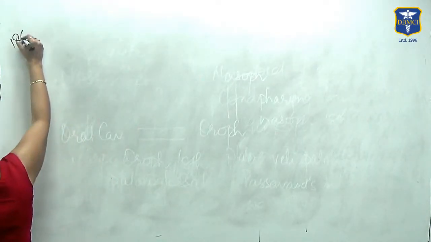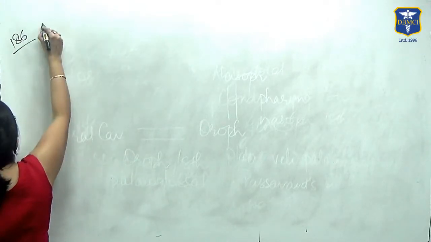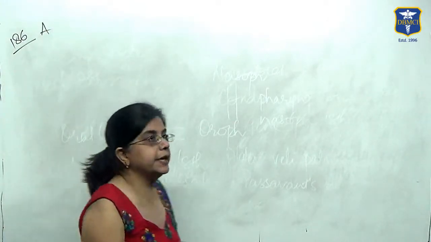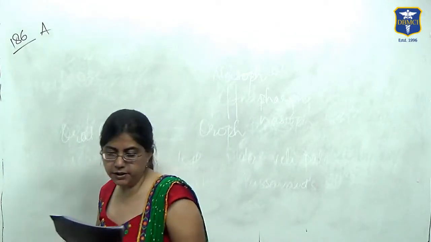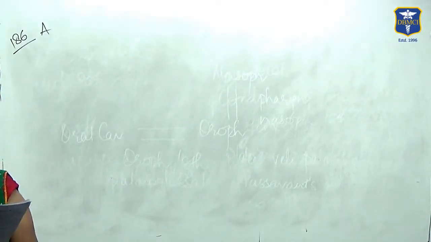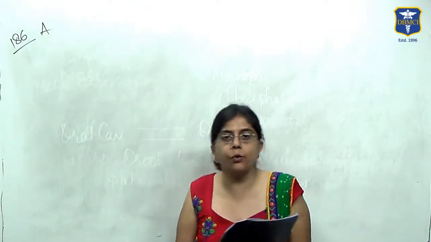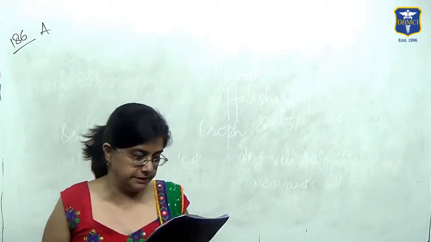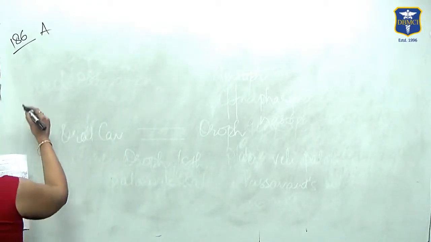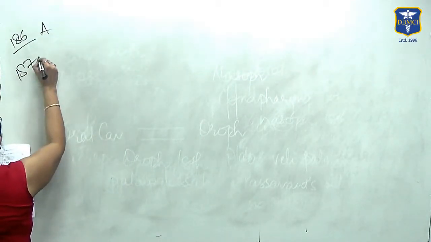Question 186, the answer is A. Mastoid tip is not present at birth. The rest of the structures, mastoid antrum, ethmoidal labyrinth and endolymphatic sinus, all these are present at birth. Question 187, the answer is B.